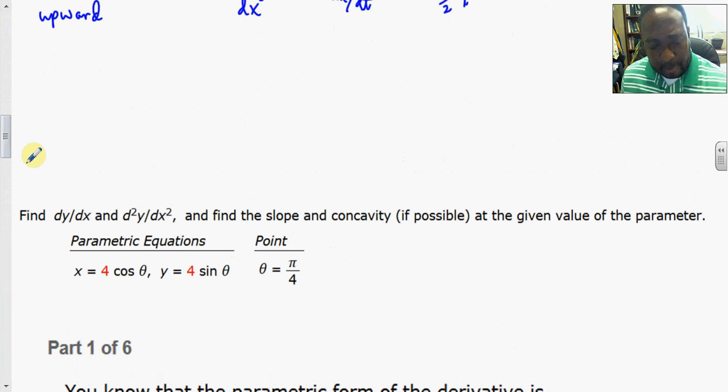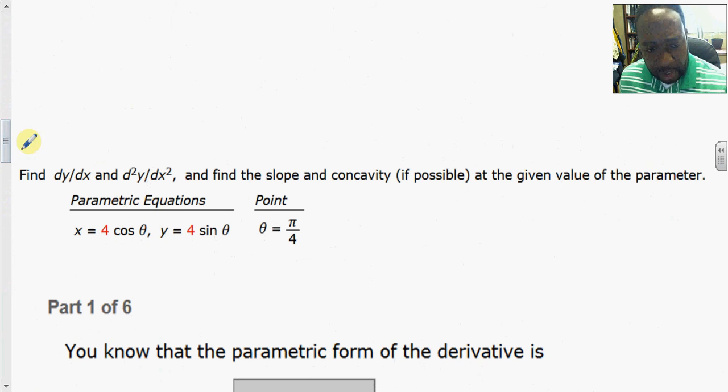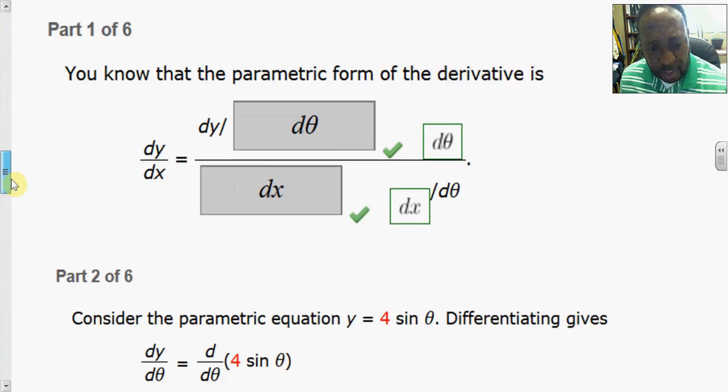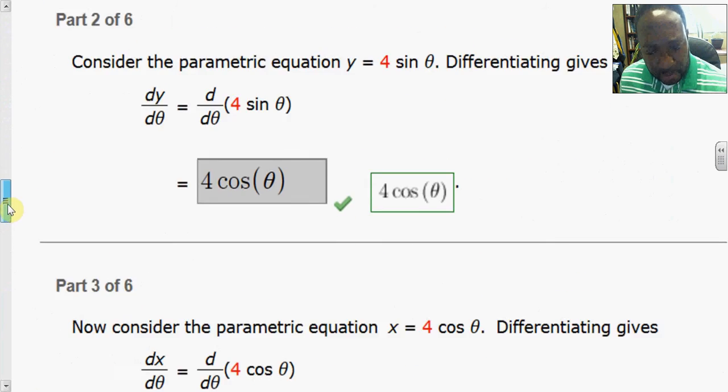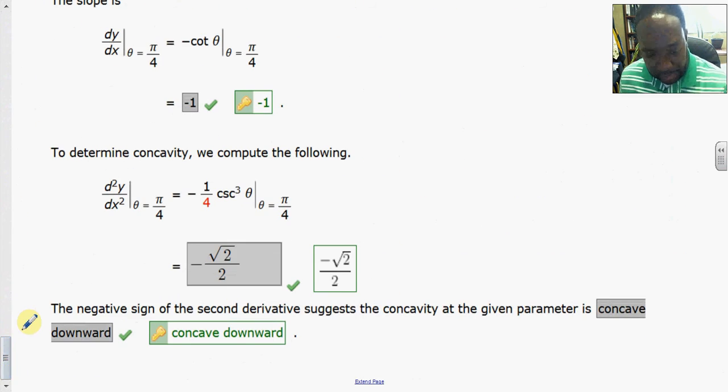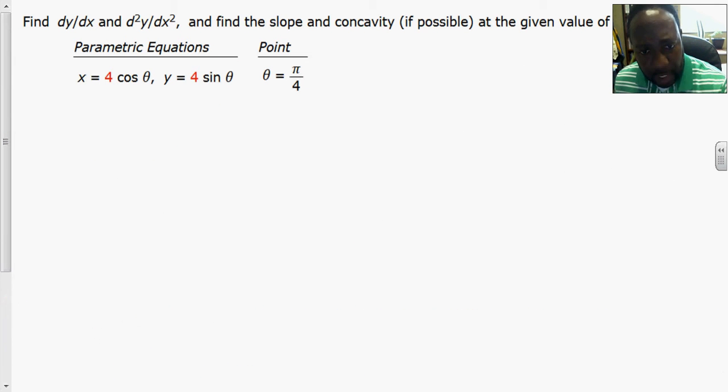Now the next problem, same question: find the first and second derivative, find the slope, find the concavity. They give you x and y, they give you a point here. We're dealing with an angle, theta. This is taken right from the online tutorial, steps 1 through 6. You can look through how I worked that out there, and that will be in Blackboard for you to see in terms of the PDF. Here's the problem. Let's just work it out.